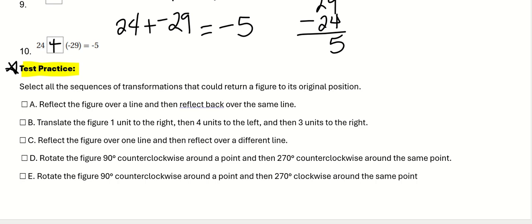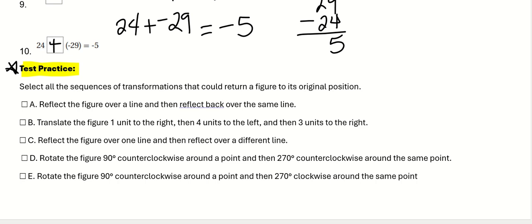So we've been doing transformations and sequences of transformations, where if I do certain ones, they will allow me to move my figure. I can combine them. So it says select all the sequences of a transformation that would return a figure to its original position. So it says reflect the figure over a line and then reflect it back over the same line.